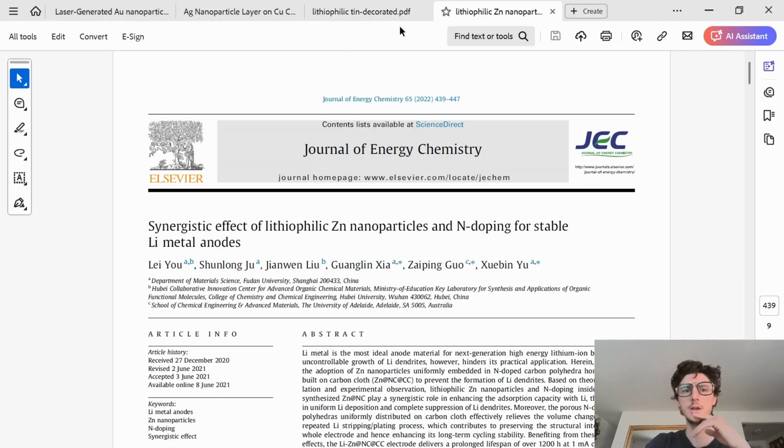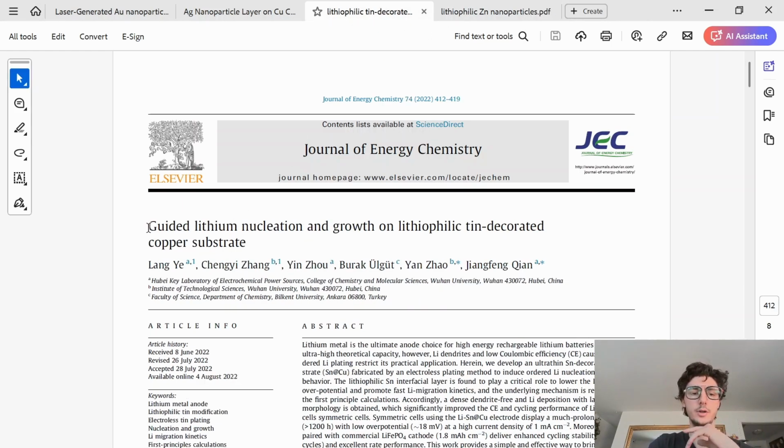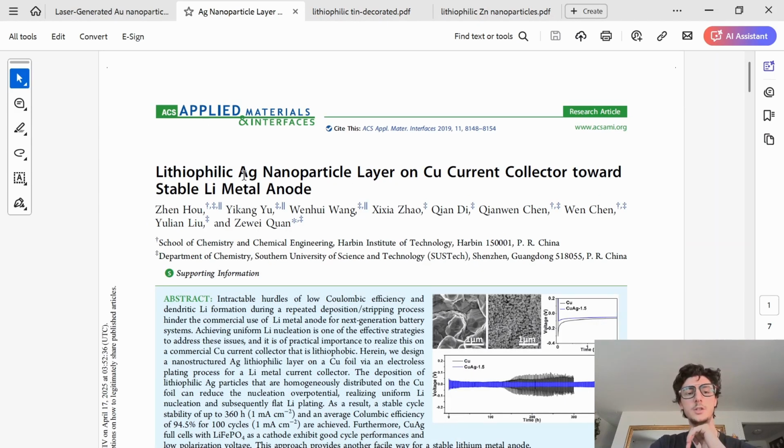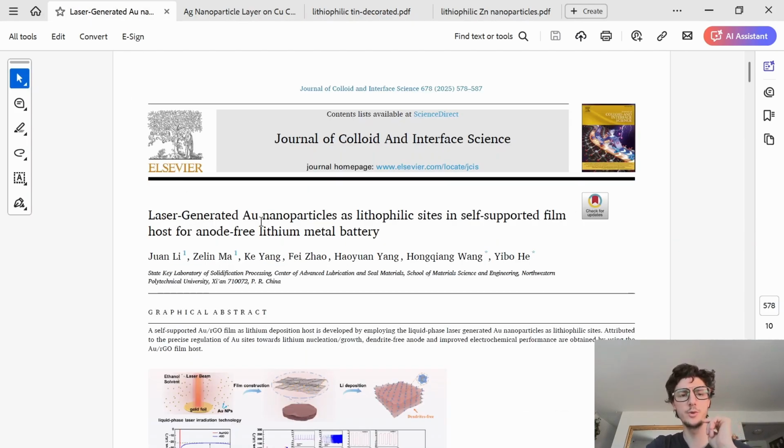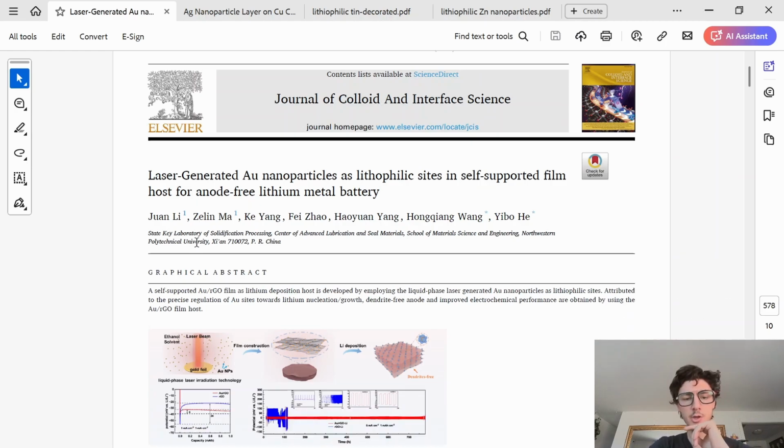We got the same kind of concept for tin. So we have another article here titled Guided Lithium Nucleation and Growth on Lithiophilic Tin Decorated Copper Substrate. So here the material of interest is tin, which was different from the zinc in this article. Then here we have Lithiophilic Silver Nanoparticle Layer on Copper Current Collector towards Stable Lithium Metal Anode. So the material of interest here is silver. And the last paper we have is Laser Generated Gold Nanoparticles as Lithophilic Sites in Self-Supported Film Host for Anode-Free Lithium Metal Battery.